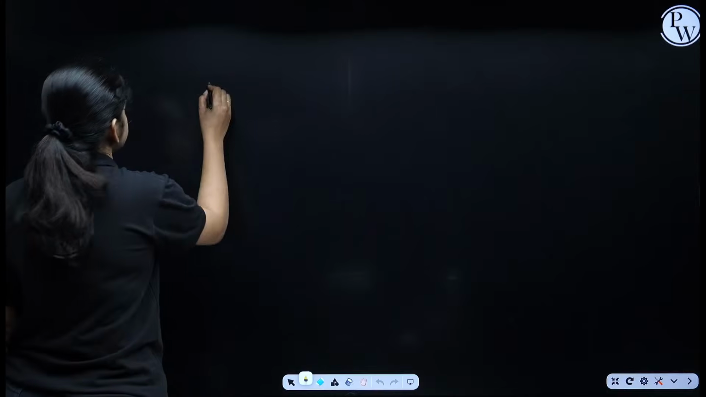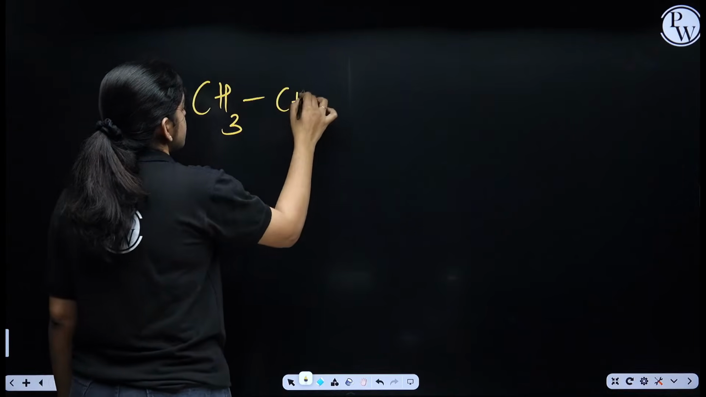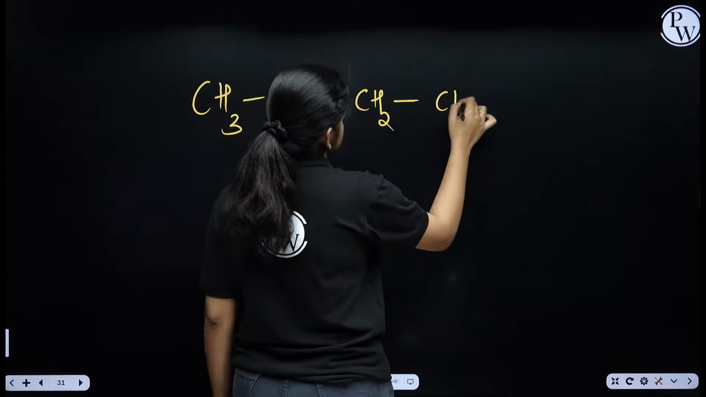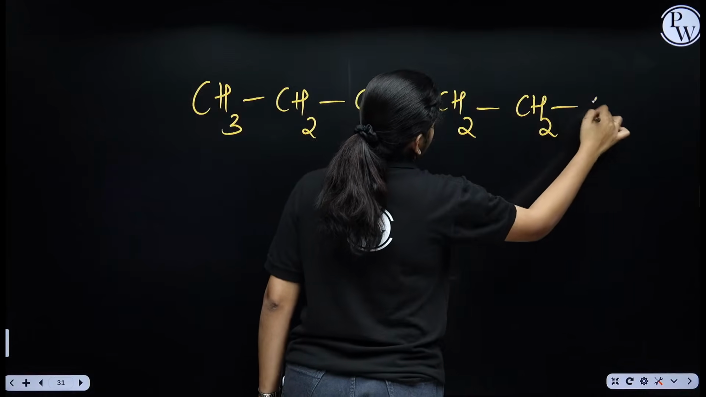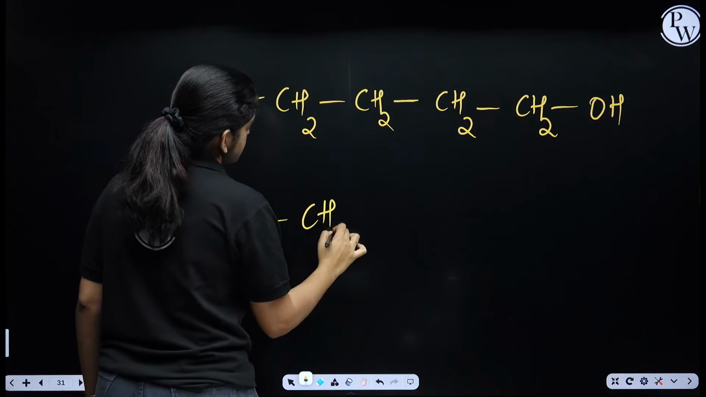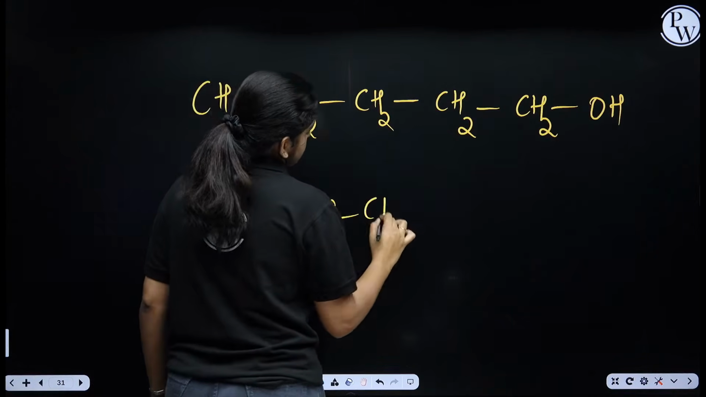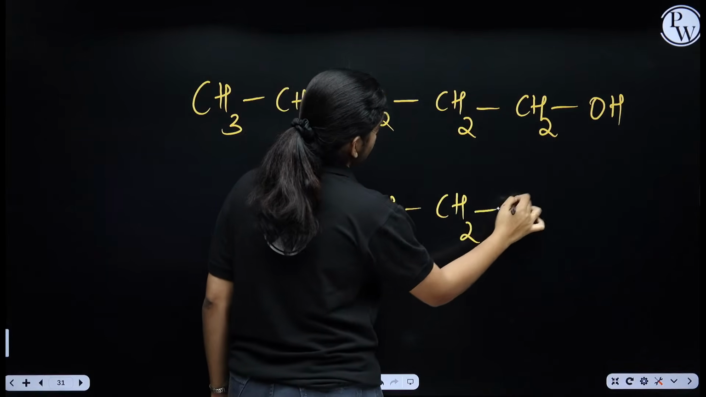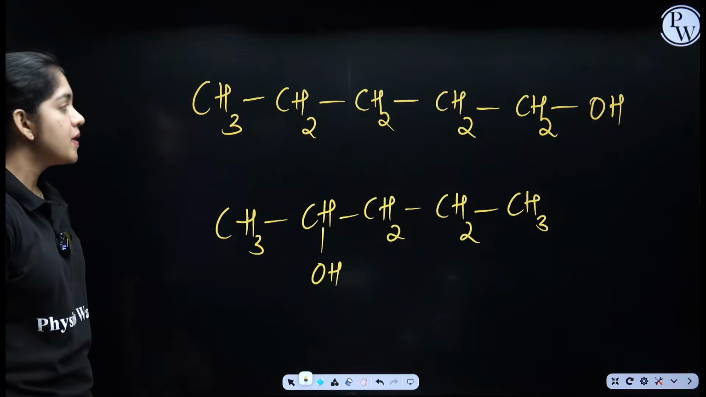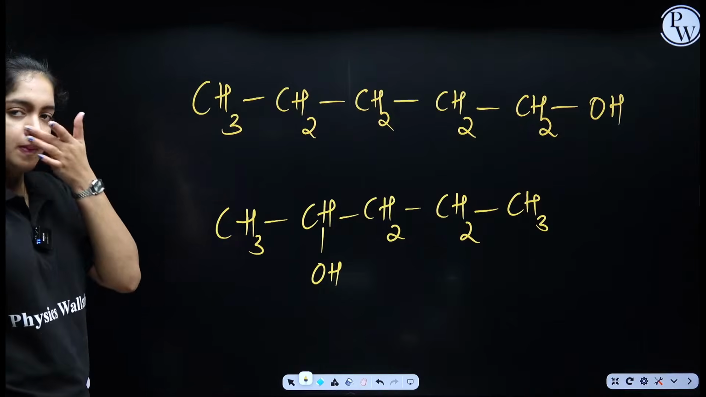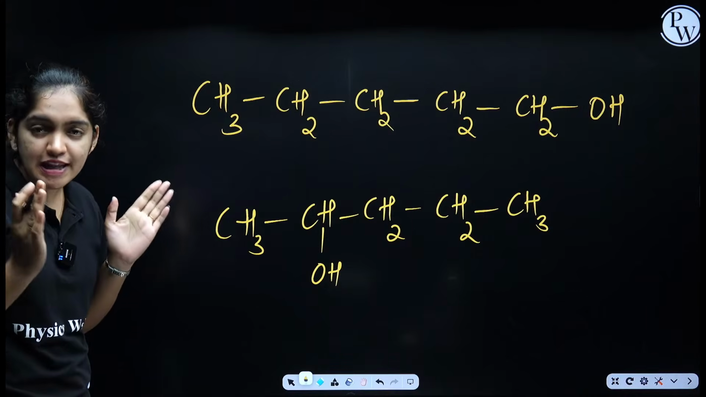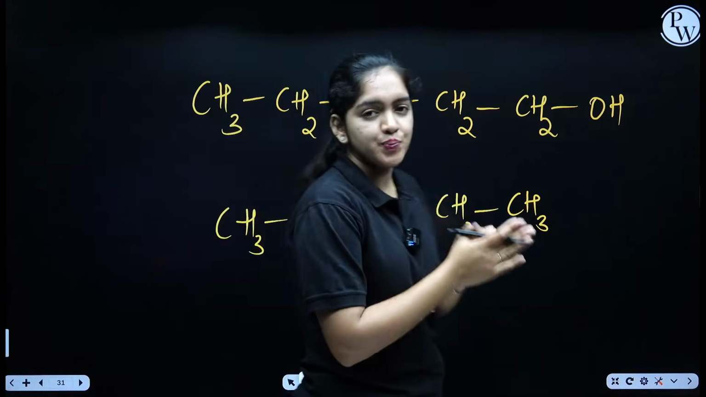Then the next one. CH3, CH2, CH2, CH2, OH. And the other one is CH3, CHOH, CH2, CH2, CH3. Just count the number of carbons and give the lowest number to the functional group, and tell what the difference is here. While numbering, the functional group should get the lowest number. Try to do it and comment the answer. What will be the answer here?